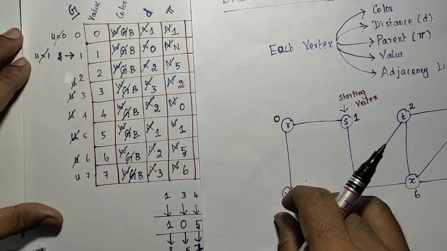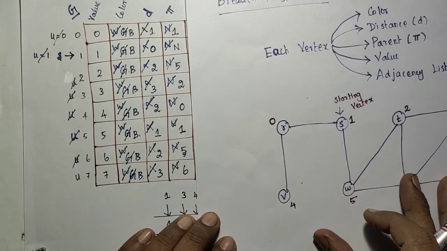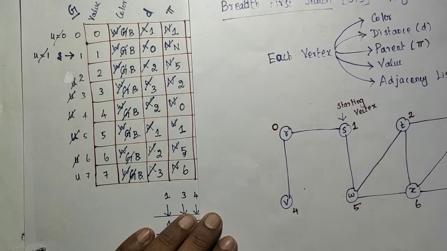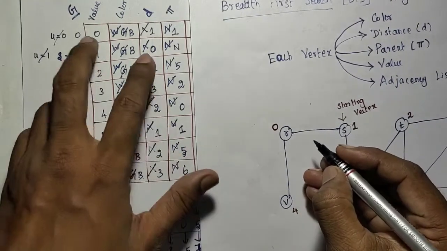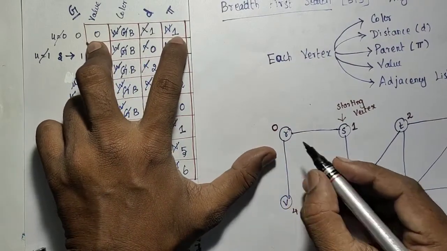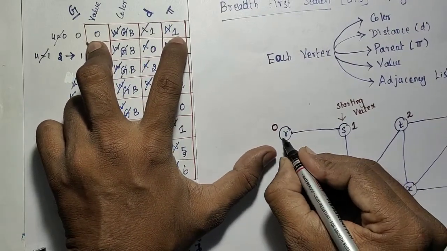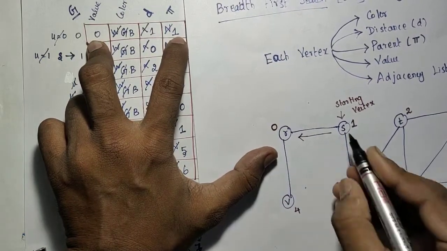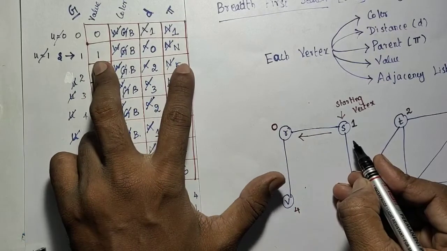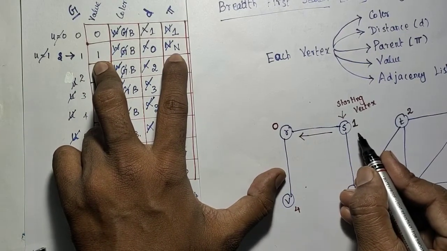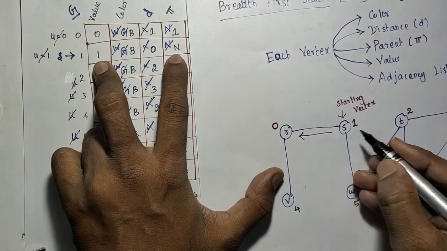So from that result, take the original graph and mark the tree edges. How can we mark them? Just observe this 0. 0 is visited by whom? That is 1. So I need to draw that edge. Then go to the next. 1 is visited by null, so there is no edge. 1 is the starting node.